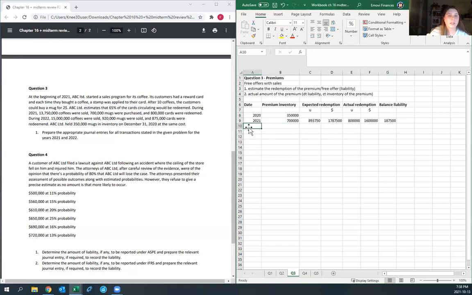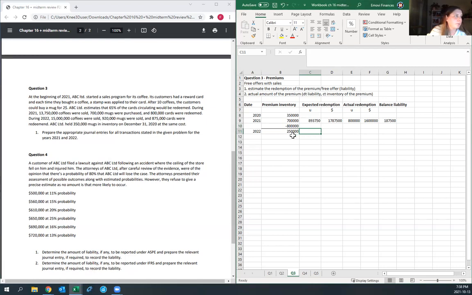So that starts, so minus 800,000. Yeah, 800,000 cards were redeemed. So that means 800,000 mugs were sold. So that diminished your inventory. So on January 1st, 2022, you have an inventory amount of 250,000.